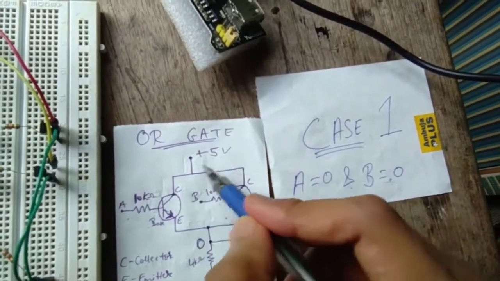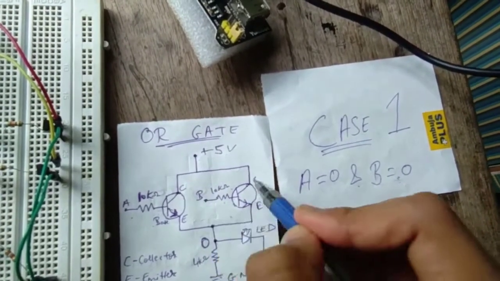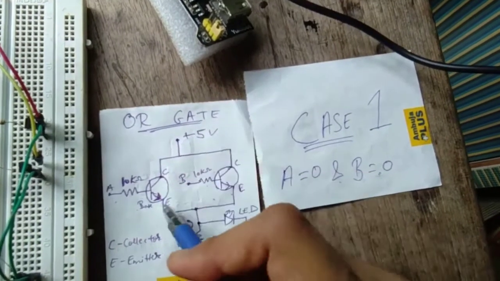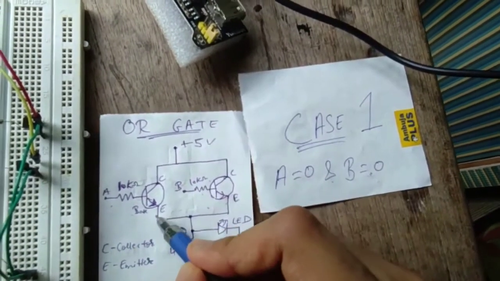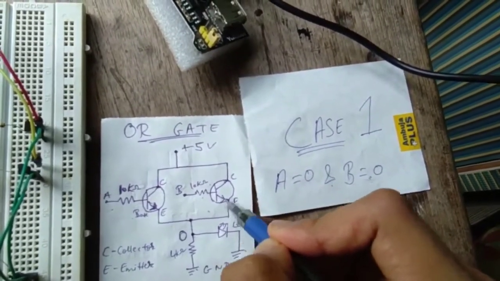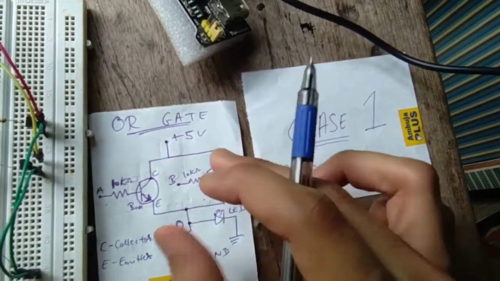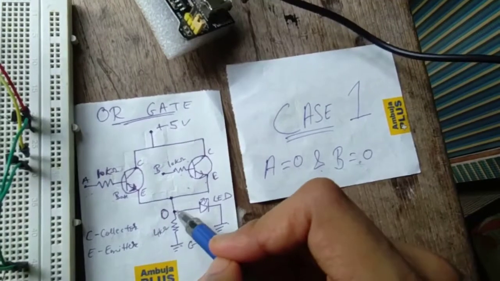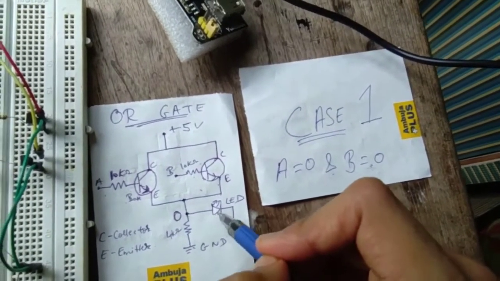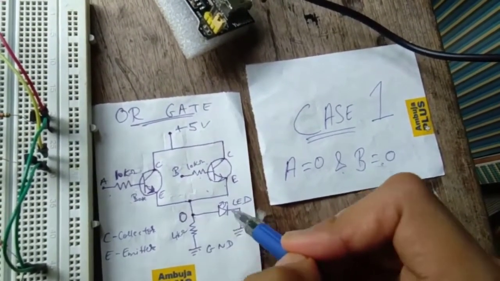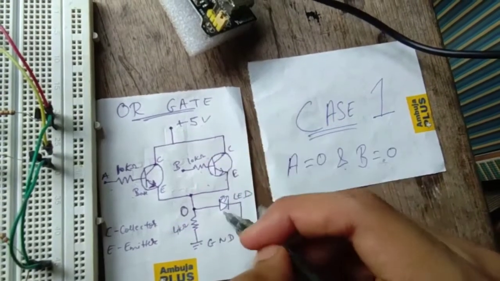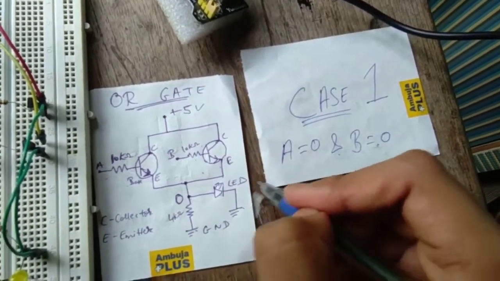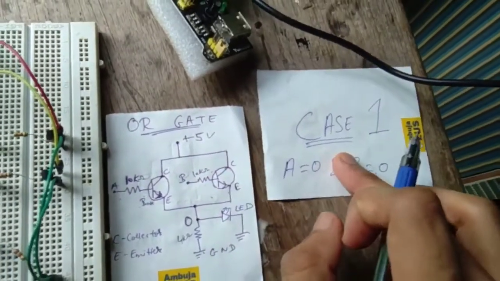So the current will reach till the collectors of both the transistors, but won't reach the emitters. Since there will be no input at both the emitter terminals, this output terminal will receive 0 input, and since there is 0 input here, the LED will have 0 input, and the output will be 0, that is, the LED will be off. This is the first case.